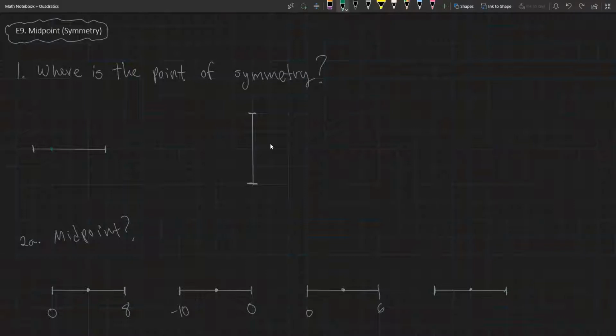Is this the midpoint of the segment? The answer is no. Is this the midpoint of the segment? No. Is this the midpoint? No. Is this the midpoint? No. Is this the midpoint? No. Is this the midpoint? Yes. Great. So I'll label it just to give you a definition if you weren't familiar.